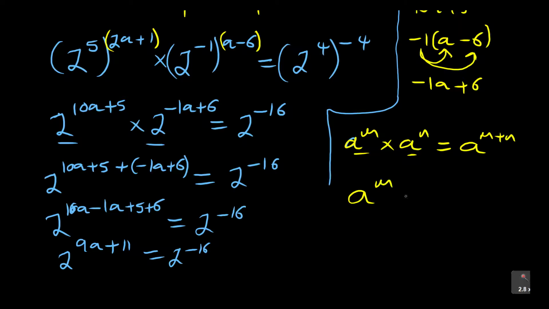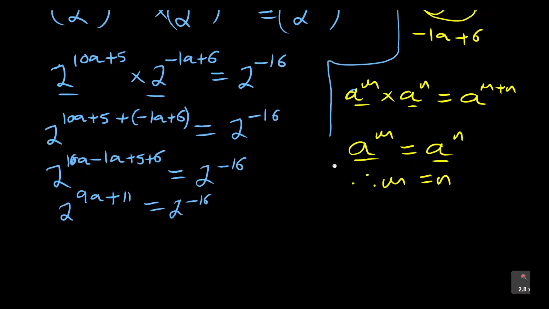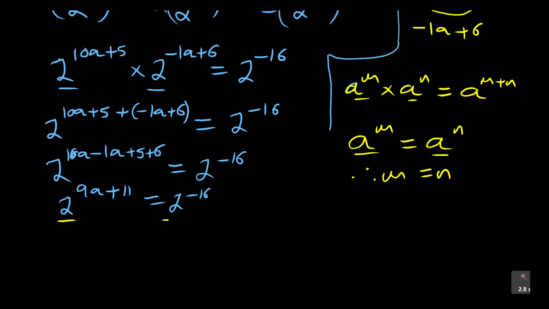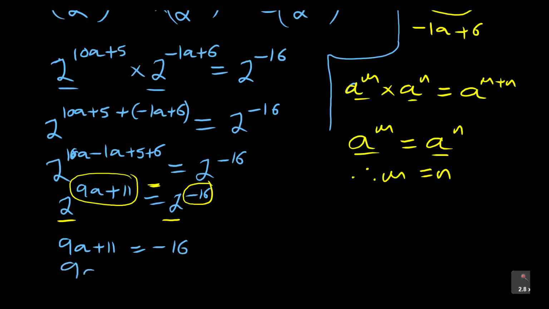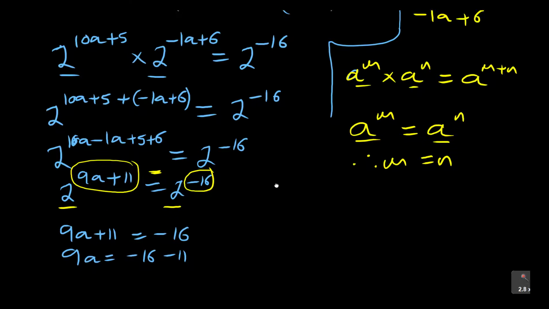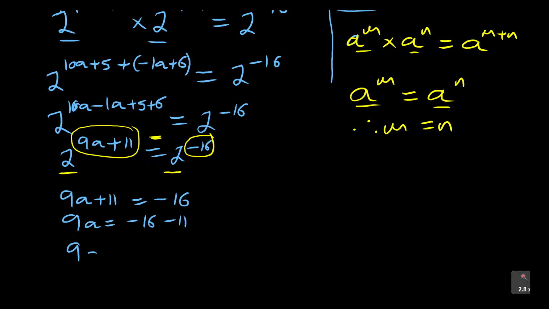There is a rule which says a to the power of m is equal to a to the power of n. Same bases, you say therefore that exponent m is equal to exponent n. Same thing here, the 2 is the same, therefore we can take the exponents and equate them, so that we've got 9a plus 11 is equal to minus 16. Then you've got 9a is equal to minus 16 minus 11. So you've got 9a is equal to negative 27.